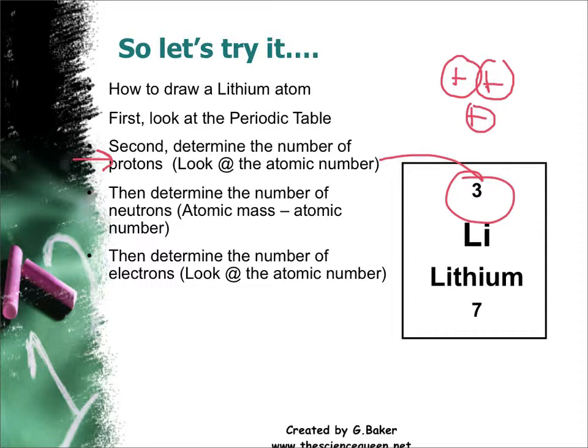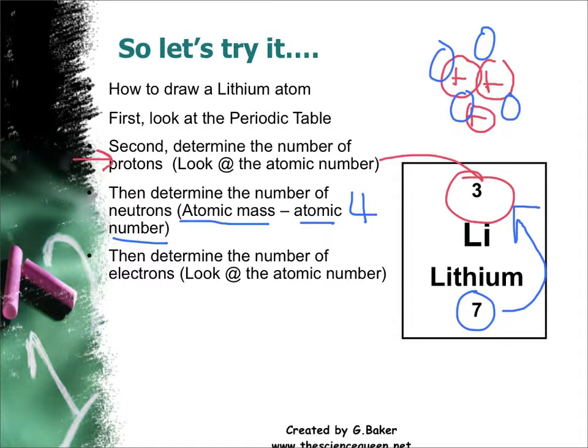Now we want to figure out how many neutrons there are. Now the atomic mass is this one right here. And number of neutrons is always atomic mass minus atomic number. So we take the number at the bottom and we subtract the number at the top. 7, which is our total mass, minus 3, which is our number of protons, gives us a number of neutrons of 4. There are 4 neutrons, because it's atomic mass minus atomic number. So we're going to draw our 4 neutrons.